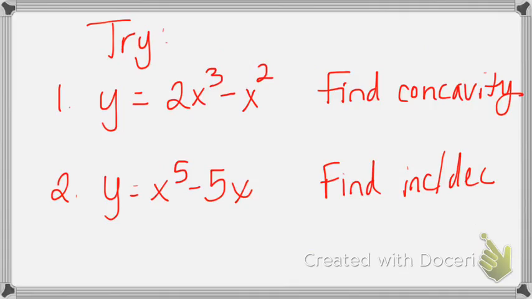Alright, here's two problems that I want you to try. Number 1, 2x to the third minus x squared. I want to know where that graph f of x is concave up or concave down. And number 2, y equals x to the fifth minus 5x. I want to know where that graph is increasing and decreasing.